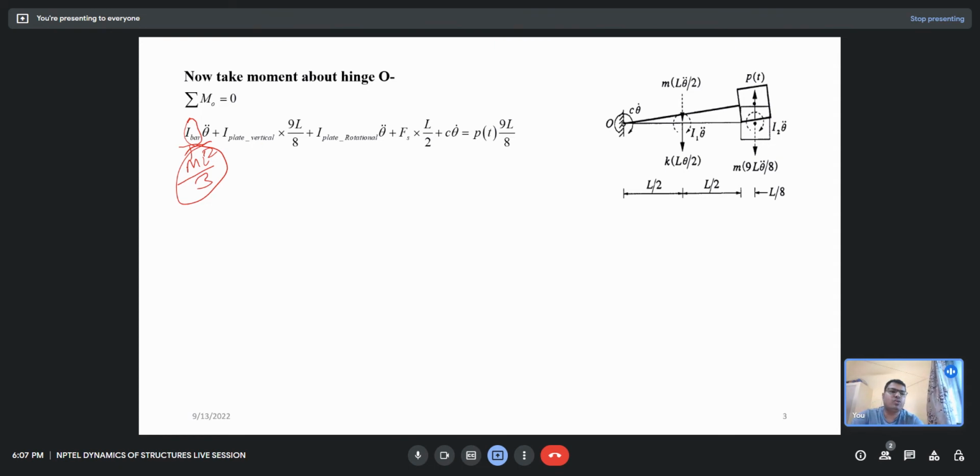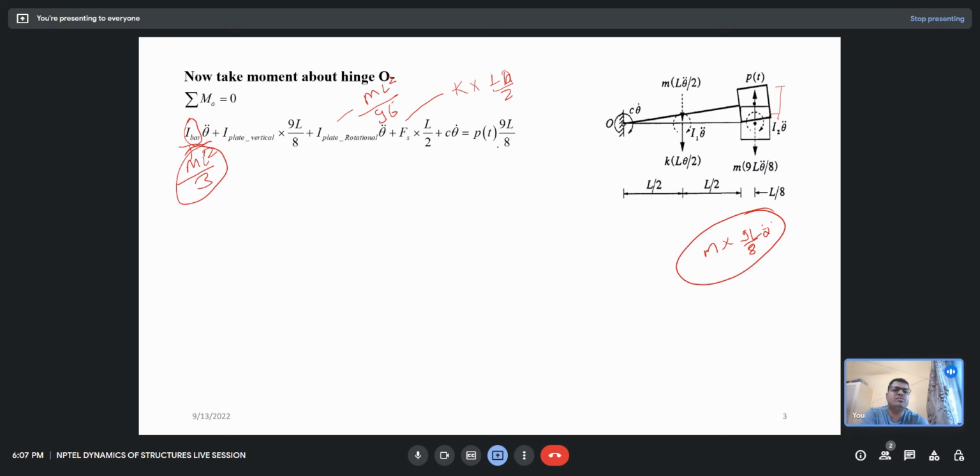Then the I plate, that was the force in the vertical direction. What was that force? That force was m into 9L by 8 into theta double dot. That was the force, multiplied with 9L by 8, which is the distance. And I plate is the inertia of the plate about rotation, so that was mL square by 96. And this is the stiffness force, that was k into L theta by 2.